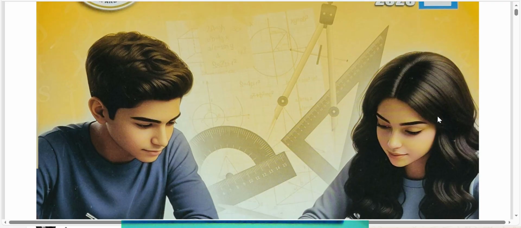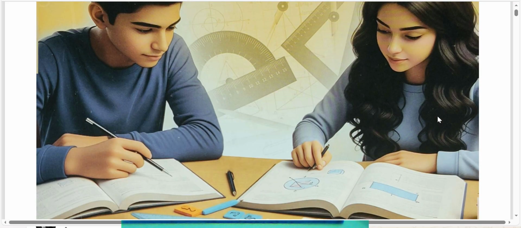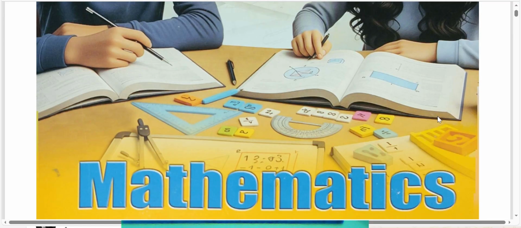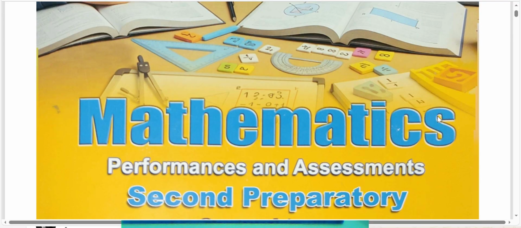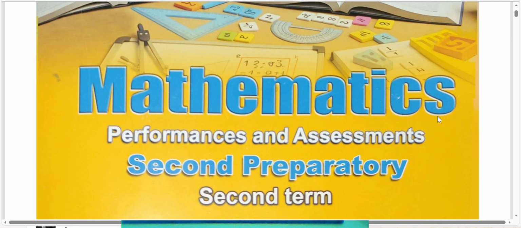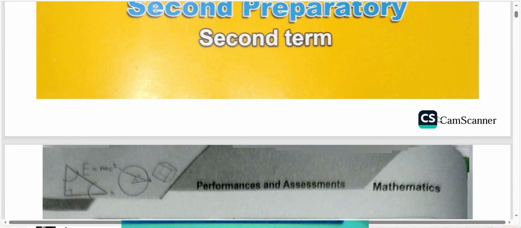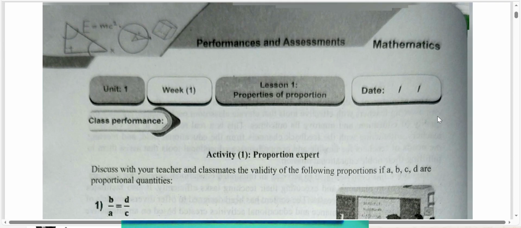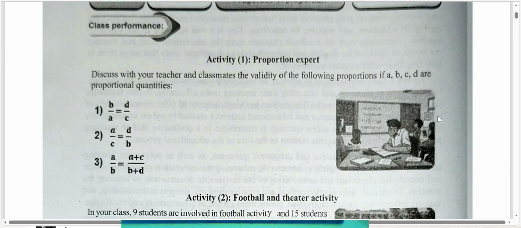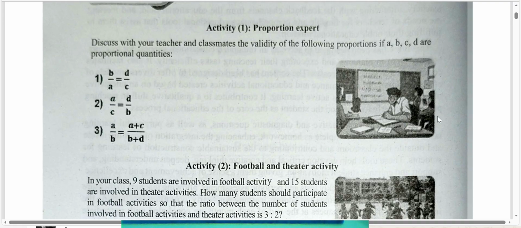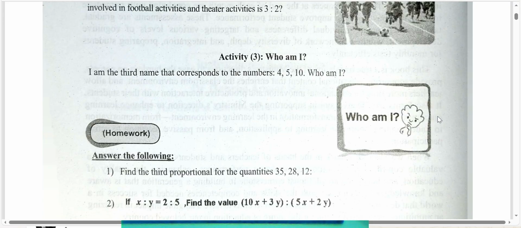Prep 2. Today we'll solve from weekly assessments. Performance A weekly assessment number 1 in mathematics. Performance A and assessment second property, second term. Week number 1. We'll solve questions about proportional.